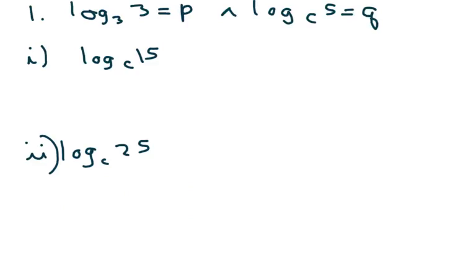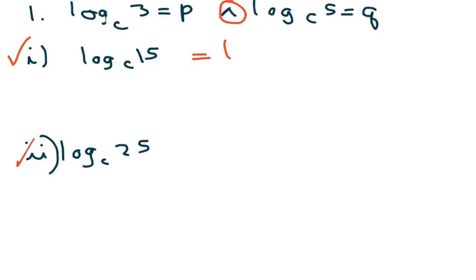So here we go. Start with some of the easy ones. And I couldn't write the whole question down on an iPad, so basically I'll read them to you. It said let log base c of 3 equal p, and this is my and sign, log base c of 5 equal q, and we're supposed to write these expressions in terms of p and q.